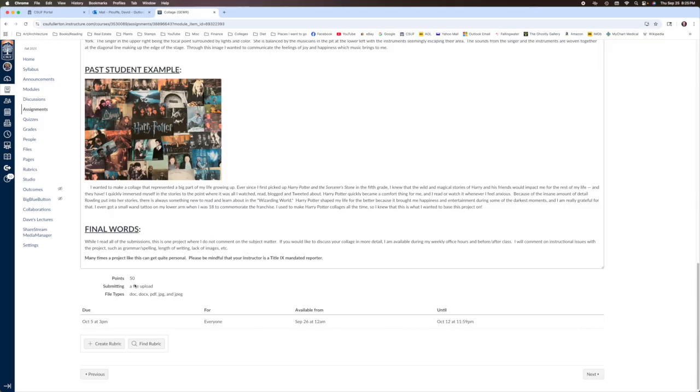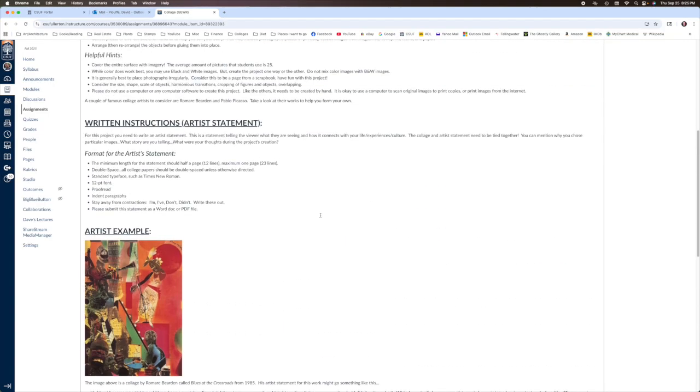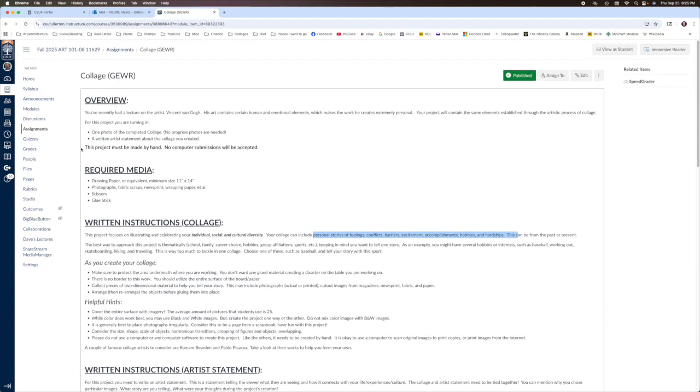Once again, the project is worth 50 points, and the due date would be October the 5th, but you do have a grace period on this project until October the 12th. Also, make sure that the project is handmade. No computer submissions are accepted. So in terms of imagery, you do want to print those out. You can do black and white or color.